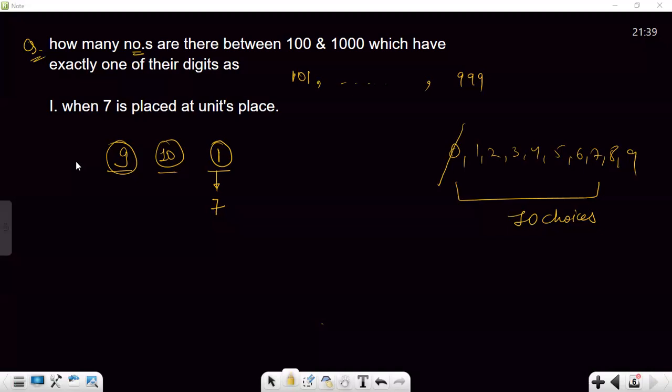So 9 into 10 into 1, that is 90 such numbers are there between 100 and 1000 which have exactly one of their digits as 7, when 7 is placed at the unit place. There are 90 such numbers.